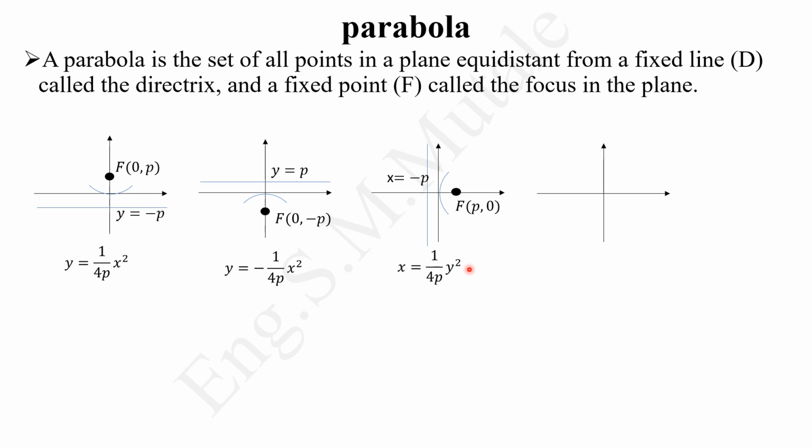And the last one opens on the negative x. From there, the directrix will be given by x equals p, and the focus given by (-p, 0). Then the equation of this one will be x equals, this time negative, because it's in the negative x-axis, negative 1 over 4p times y squared. So these are the four equations of a parabola. Let's look at some examples.